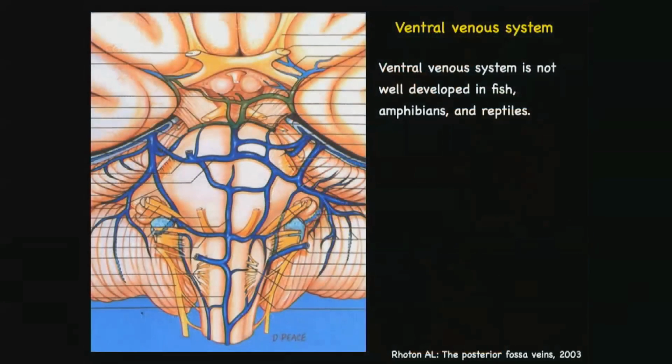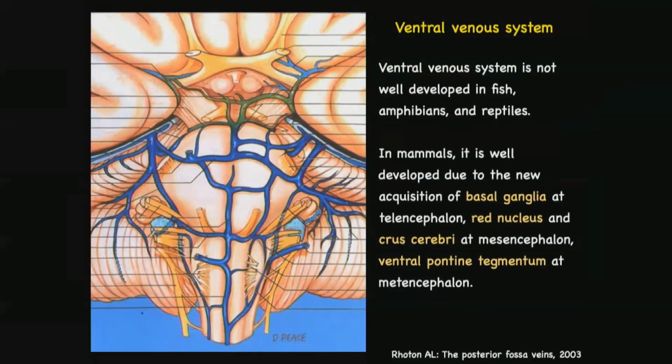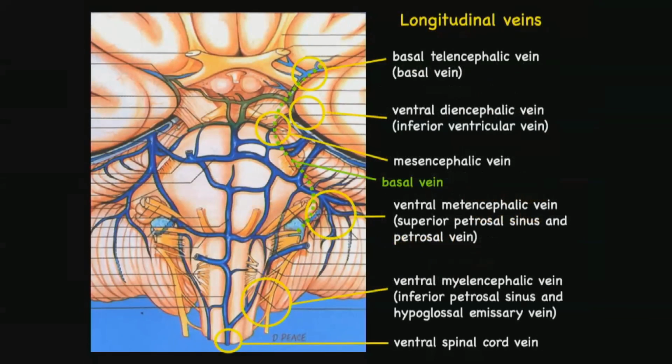Finally, talking about the ventricular venous system. The ventricular venous system is only found in the higher vertebrates, because structures like the basal ganglia, red nucleus, crus cerebri, or pontine tegmentum developed quite late. So only in the higher vertebrates did this venous system develop. You will find this ventral venous system connected to the lateral venous system, and they locate the basal vein and the lateral mesencephalic, lateral pontine, lateral mesencephalic veins longitudinally.